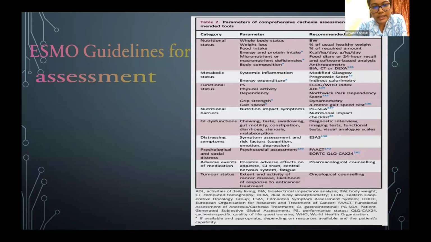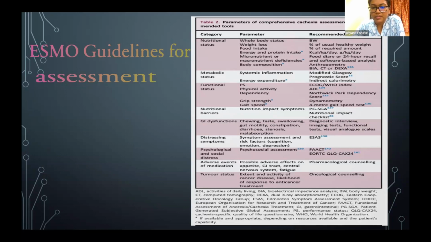Then the second category, metabolic status. In this, the recommended tool is the modified Glasgow prognostic score. Then third is functional status. In this, the parameters used are performance status and physical activity dependency, and the recommended tools are ECOG, WHO index, and ADL. Then in nutritional barriers, the parameters are nutritional impact symptoms, and the recommended tools are PG-SGA and the nutritional impact checklist. And for GI dysfunctions, diagnostic interview, imaging tests, functional tests, and visual analog scales are recommended.